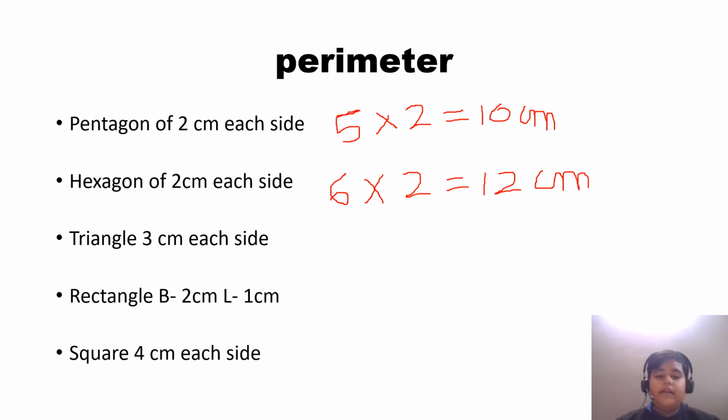Other is a triangle of 3 centimeter each side. A triangle has 3 sides and the question is saying 3 centimeter each side, so 3 into 3. Answer will be 9 centimeter.